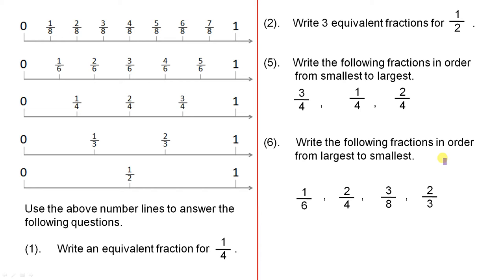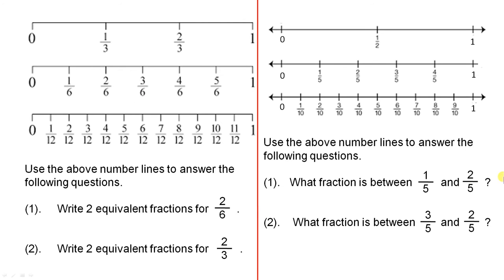Write the following fractions in order from largest to smallest. 1 over 6, 2 over 4, 3 over 8, and 2 over 3. Use the above number lines to answer the following questions. Write 2 equivalent fractions for 2 over 6. Write 2 equivalent fractions for 2 over 3.